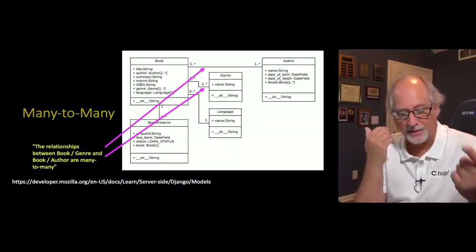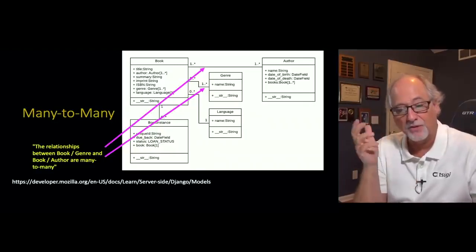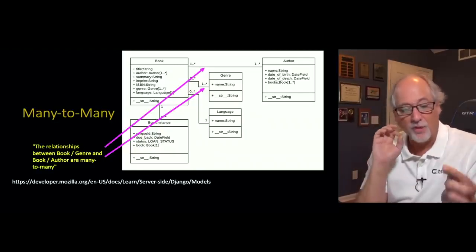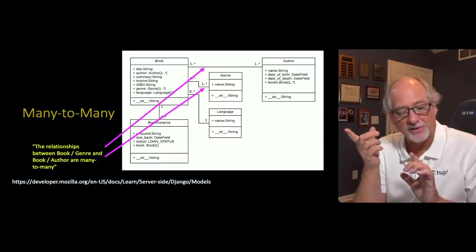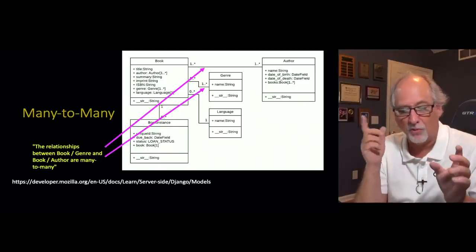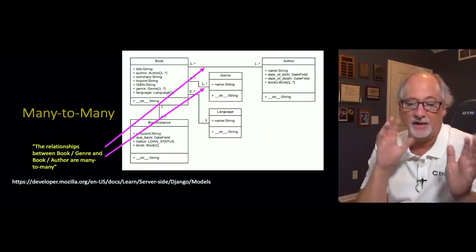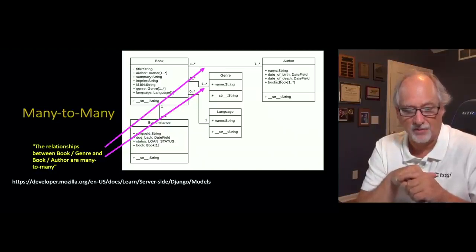The other one's 0, the line's kind of covering it. 0 or more and 1 or more. So the one-to-many has 1 on the one side, sometimes it has 0 or 1, but 1 on one side and then 0 star or 1 star.